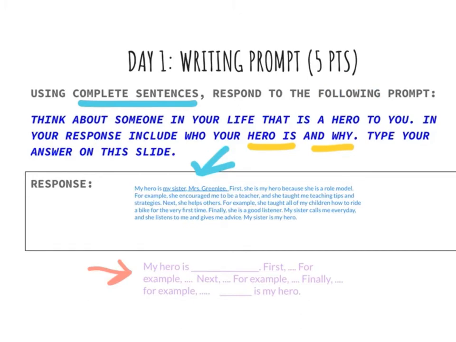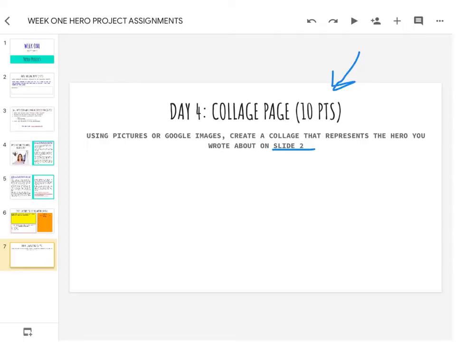So for my slide 2, I wrote about my sister, Mrs. Greenlee. So I don't know who you wrote about, but now I'm going to create a collage based on her. You came up with someone else, I'm sure. So now just grab some pictures that represent your hero.